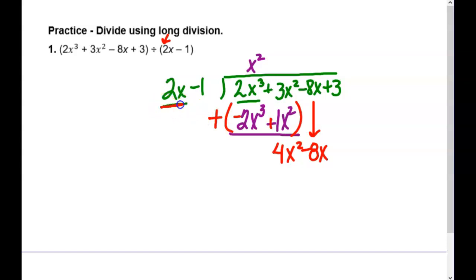All right, now I'm looking at the first term out there. To get this first term down here, I need to multiply 2x by what to become 4x squared? A positive 2 and an x. All right, so 2x times 2x minus 1 would be 4x squared, and 2x times that minus 1 at the back by there would be minus 2x.